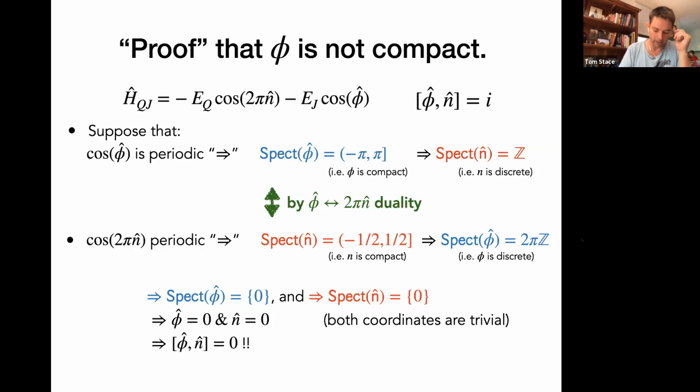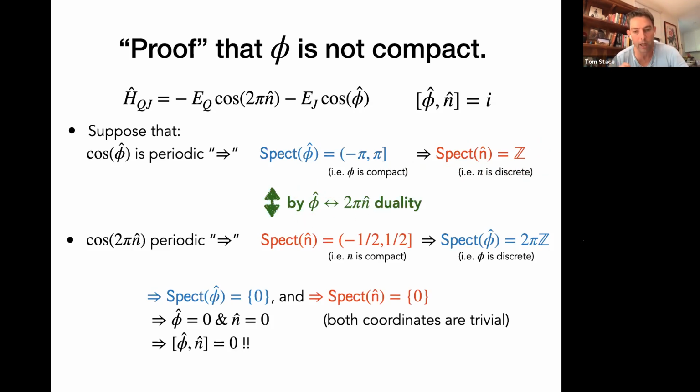So let's suppose that for this Hamiltonian, I've got a term cos phi, which is periodic, and I'm going to take that periodicity as the source of an implication that the spectrum of phi is periodic, or that phi is a periodic operator. That is, the spectrum of phi sits on a compact domain, minus pi to pi. Cos phi is periodic, therefore, in this story, phi is itself a compact coordinate. It turns out by Fourier transform, this is what I've said before, the spectrum of the canonical conjugate variable n is the integers. So n is a discrete coordinate. Well, phi and 2 pi n have a duality in this Hamiltonian.